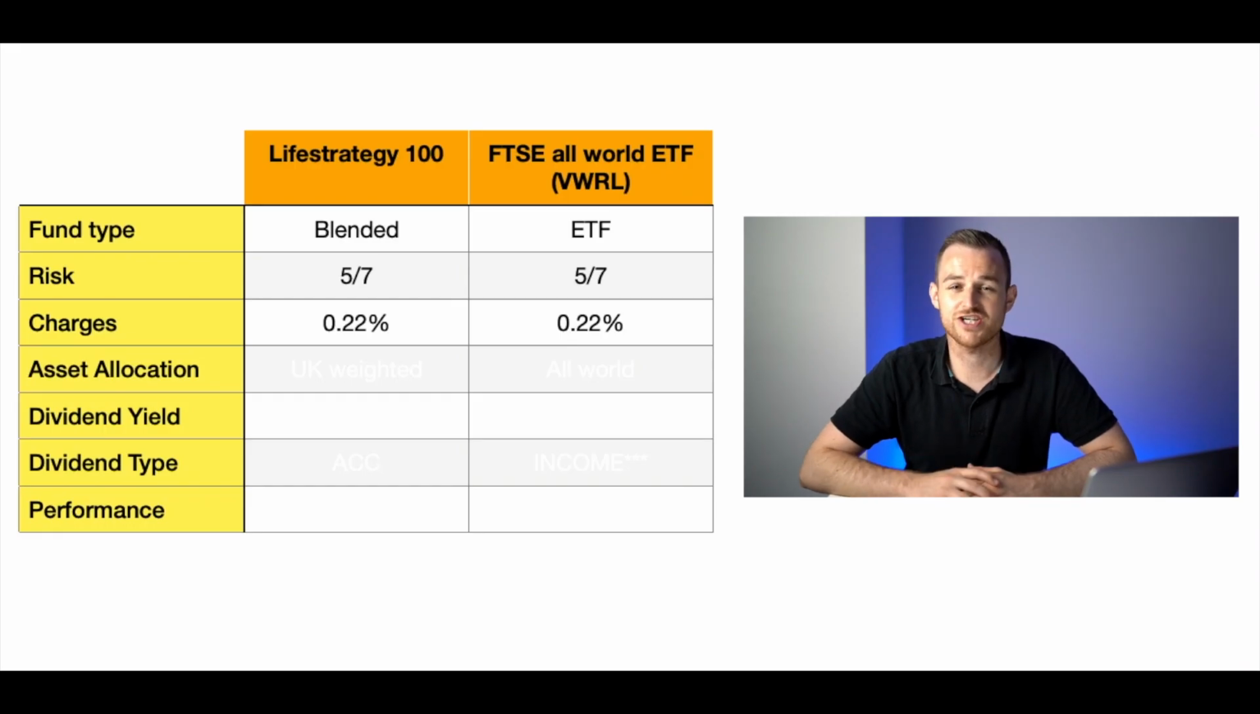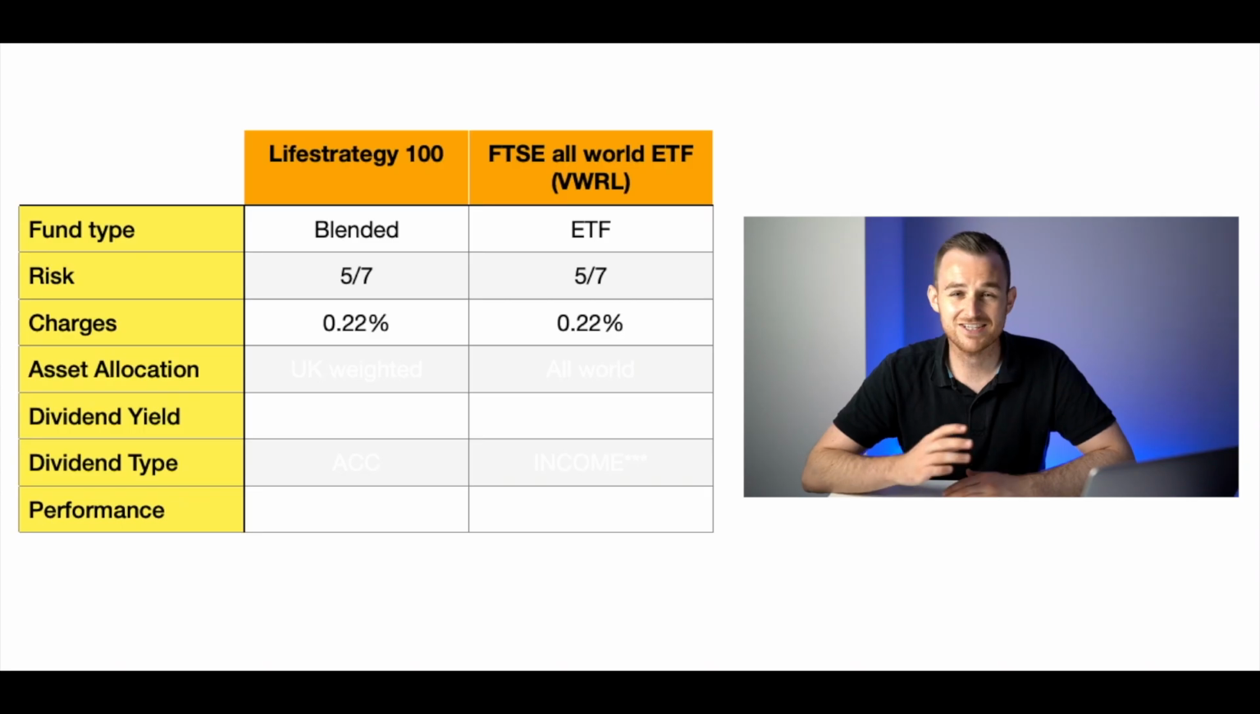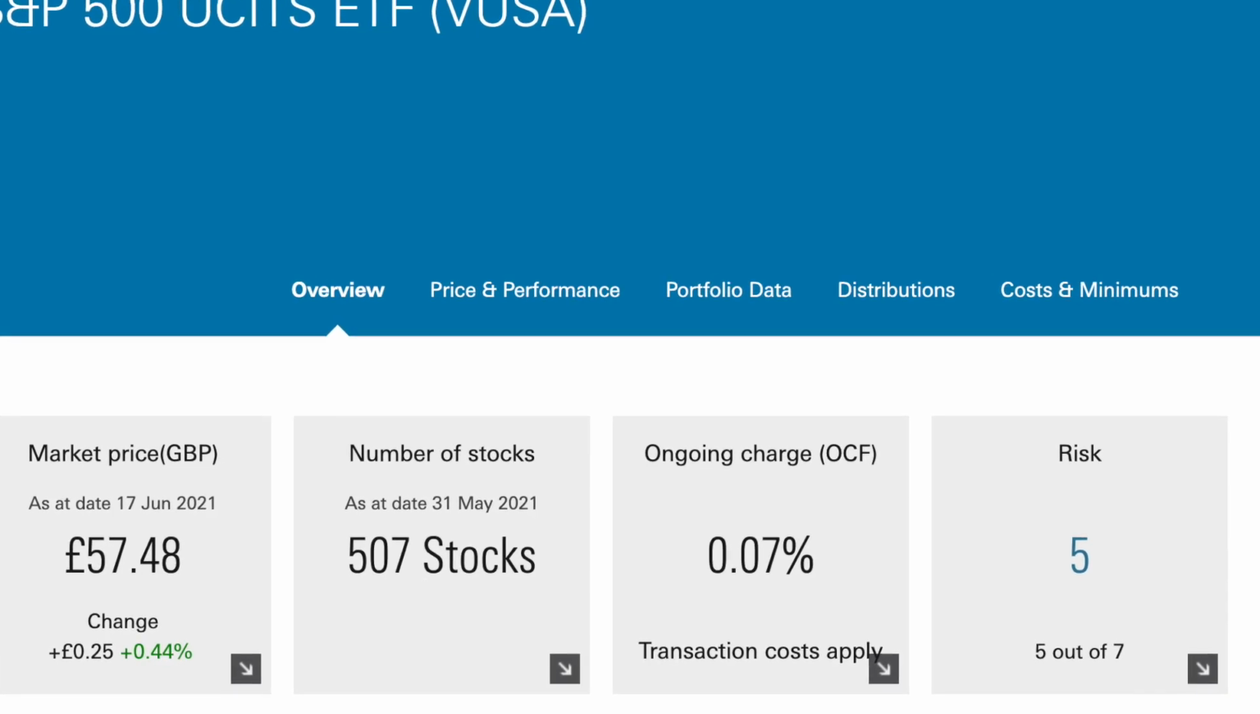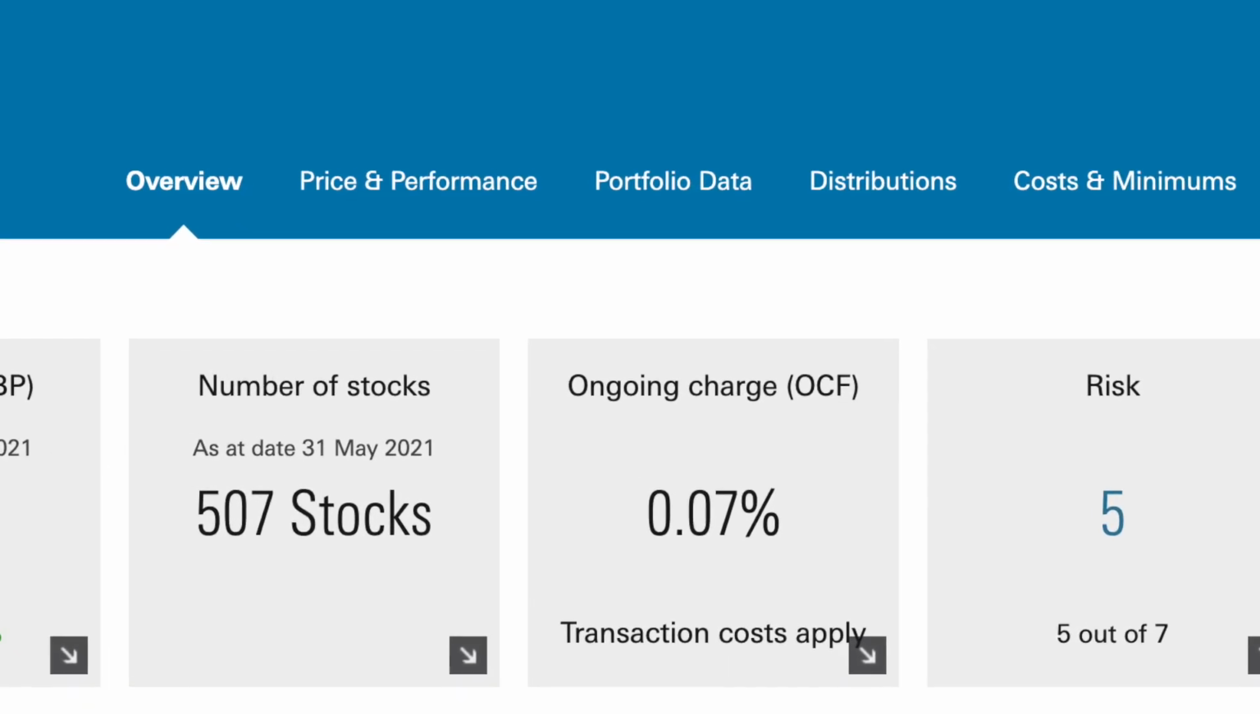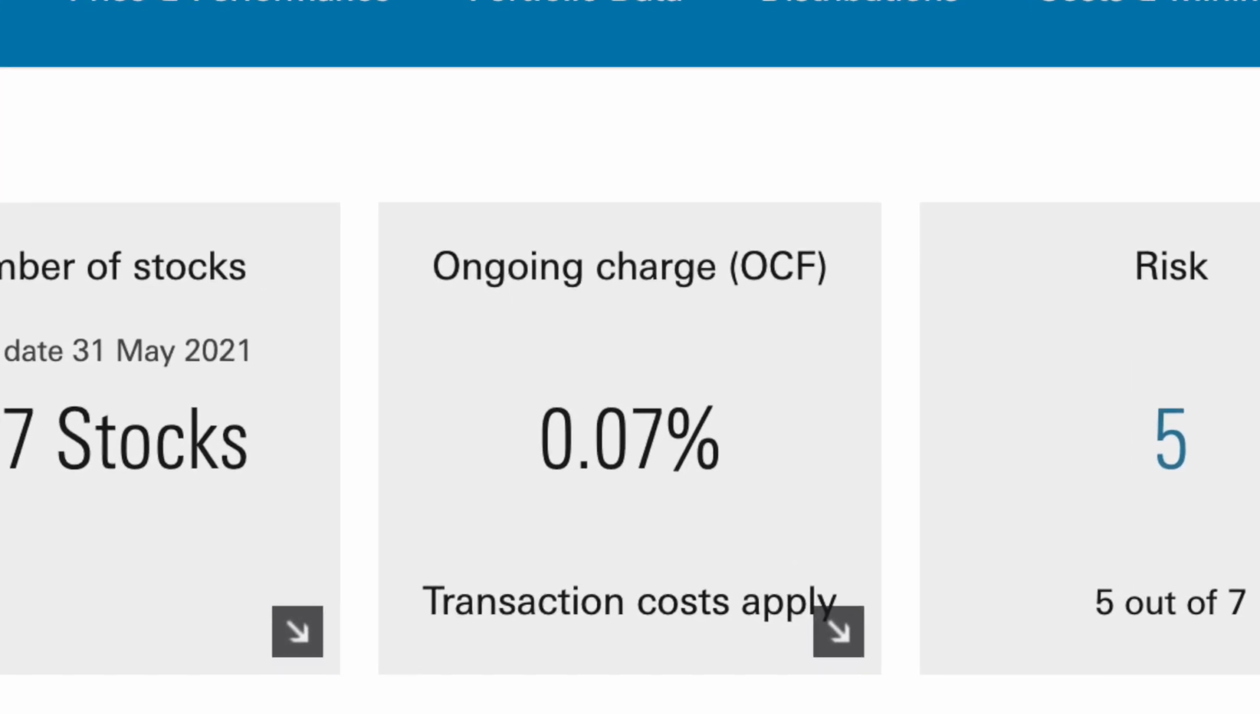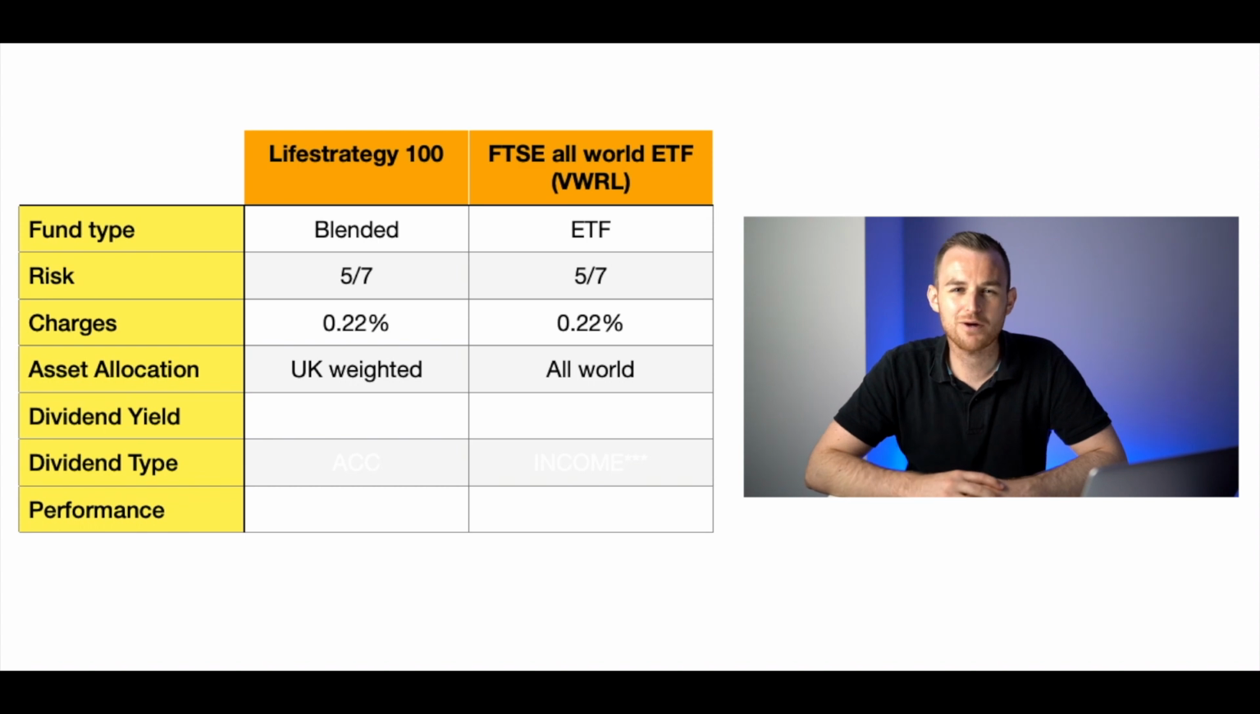Next up, the charges of each of the funds. For this point, I'm going to be comparing the ongoing charge, often known as OCF. You'll see that both funds have the exact same ongoing charge of 0.22%. This is great because this is a nice low cost fee to own each of these funds. Yes, you can get even cheaper than this on the Vanguard platform, including Vanguard's S&P 500 tracker known as VUSA at just 0.07%.